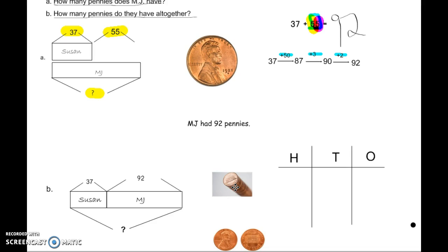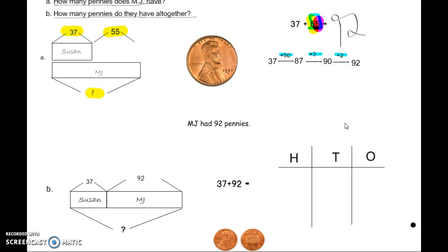And my equation for this problem will be, I'd like for you now to pause the video and write the equation for this problem, then press play when you have your equation written and you're ready to check it out with me. Hopefully you've written the equation 37 plus 92 because I'm wanting to find out how much they both have together, or I'm trying to find out the whole amount of pennies that Susan and MJ have.